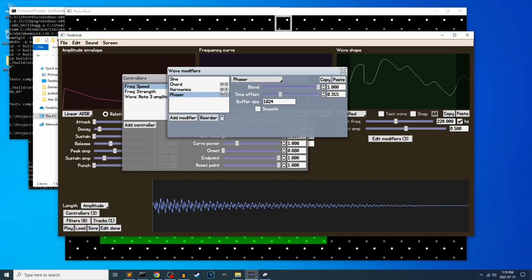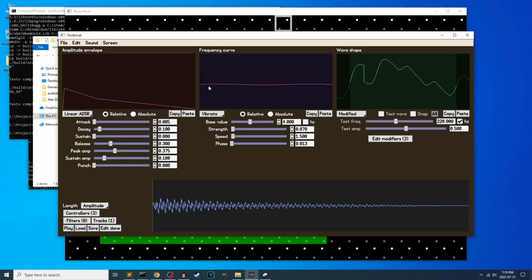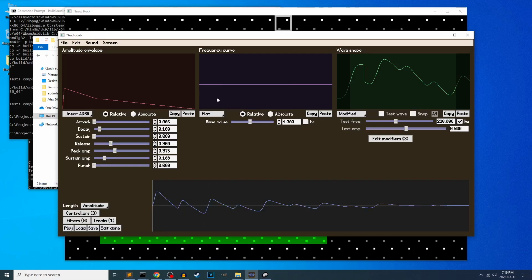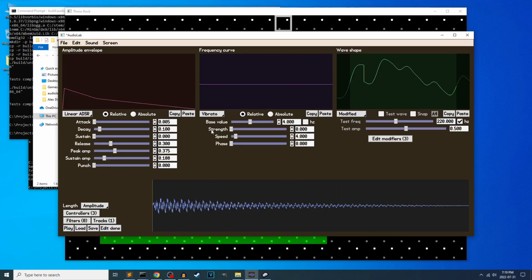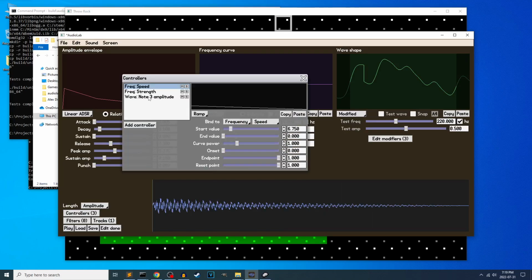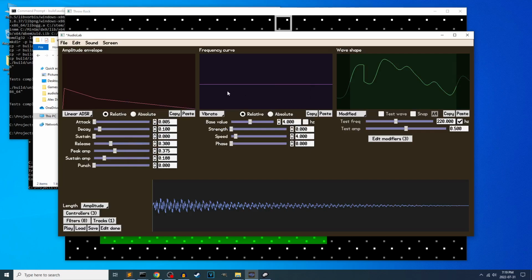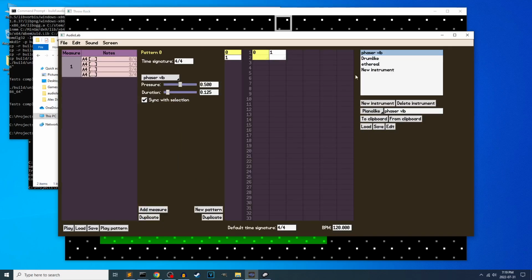Okay, doesn't do as much to the sound as I thought. So the chord and the harmonics are doing most of the work there. And there's some vibrato applied. Is that vibrato? Yeah, okay, vibrato has controller stuff applied to it. So it starts out strong and then weakens as the note plays through.